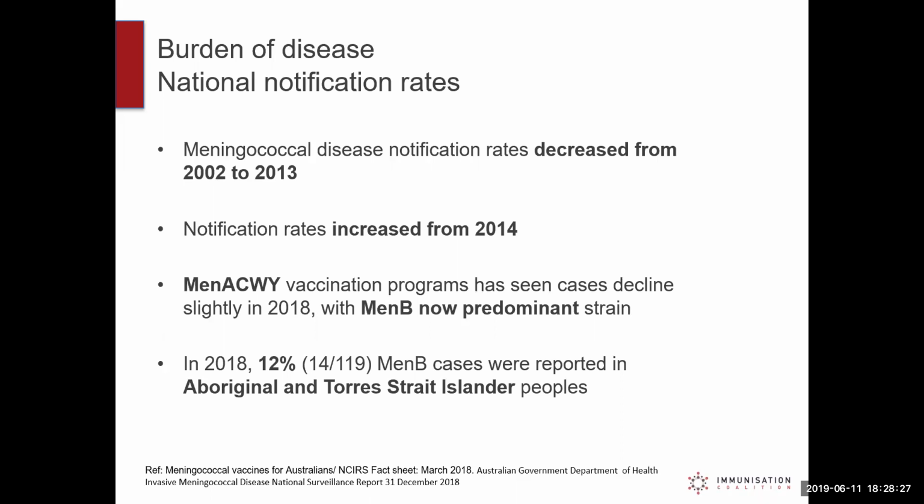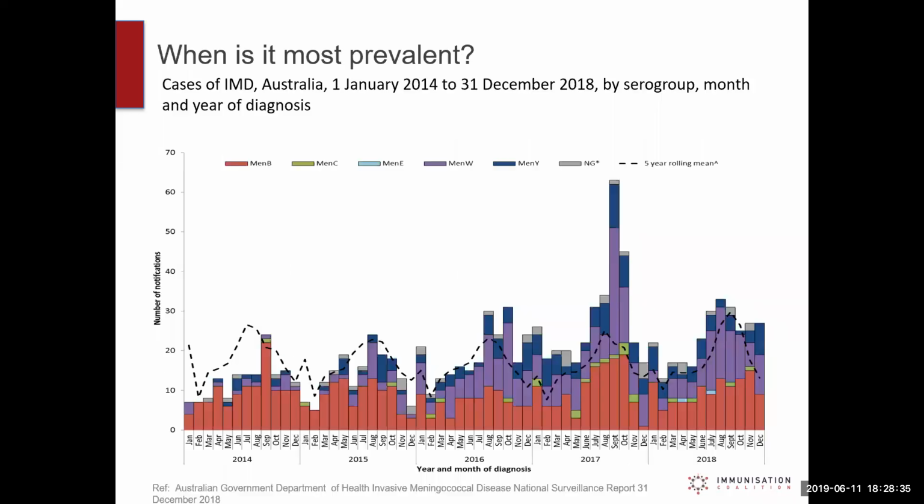Definitely our Aboriginal and Torres Strait Islander people are also at increased risk of meningococcal B disease. If we look at this particular graph, it will be quite easy to see that those red bars, which represent meningococcal B, are very, very prevalent. But you can see over time, really since about 2016 and across 2017 and across 2018, there certainly was an emergence, particularly of meningococcal W.